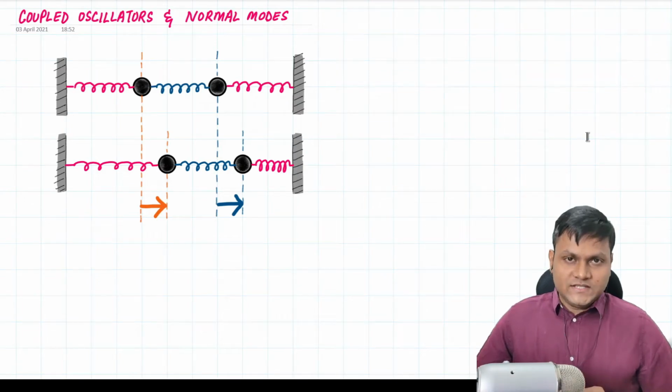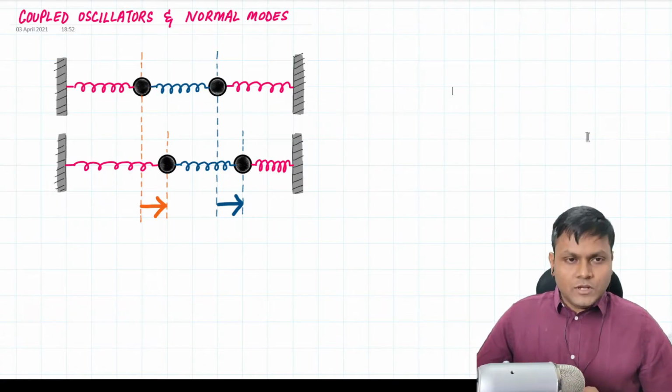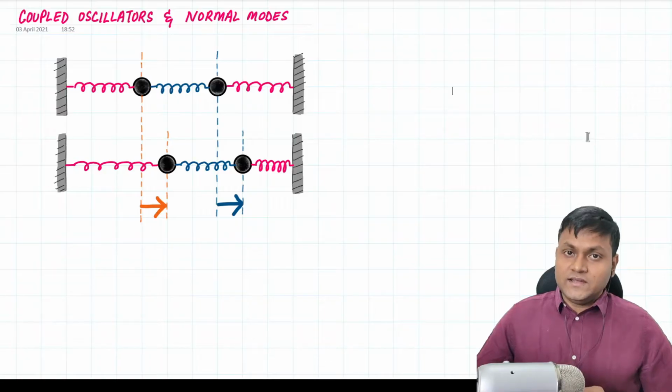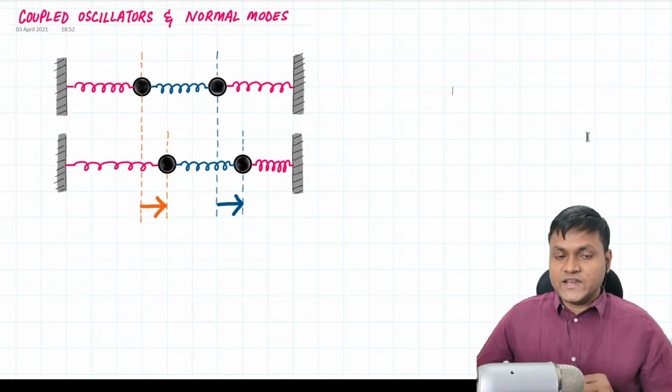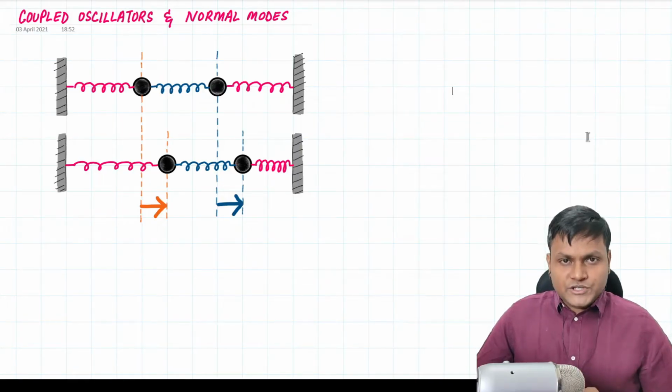Hi, in today's video, we're going to talk about coupled oscillators and normal modes. Whenever you combine two or more oscillating systems together, you end up getting a coupled oscillator. Coupled oscillators are quite interesting because even though the nature of their motion is not necessarily harmonic, not necessarily sinusoidal, it can be represented as the superposition of distinct sinusoidal frequencies.